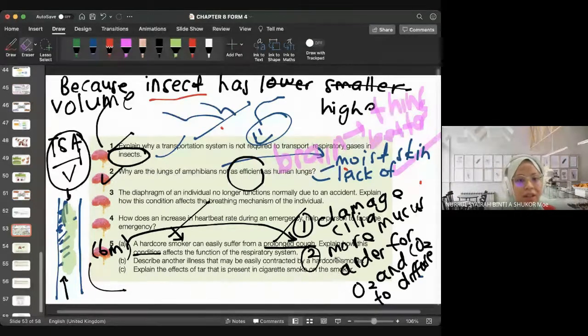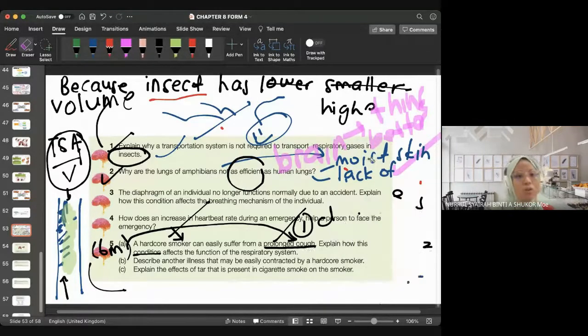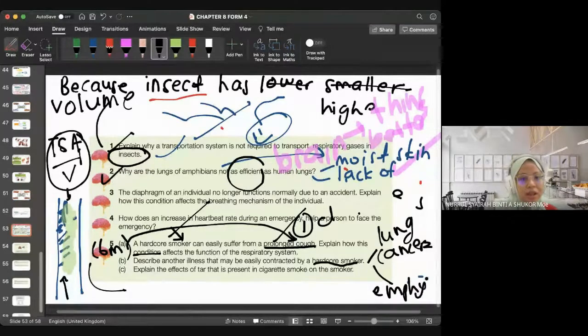Describe another illness that may be easily contracted by a hardcore smoker. Alright, hardcore smoker. So maybe he smokes two boxes every day. Same, lung cancer. Or if you didn't mention emphysema above, you can mention emphysema.